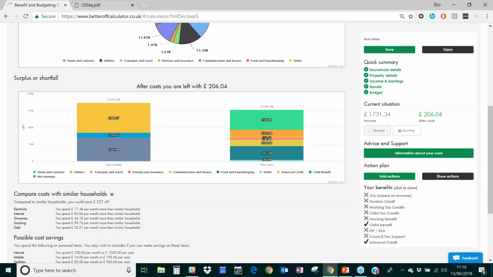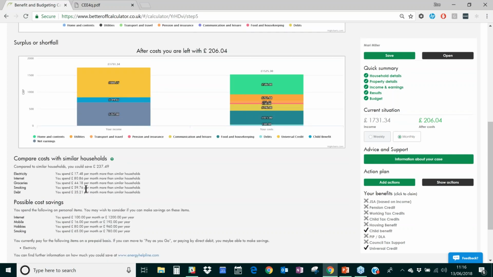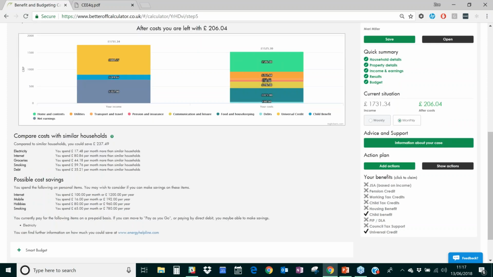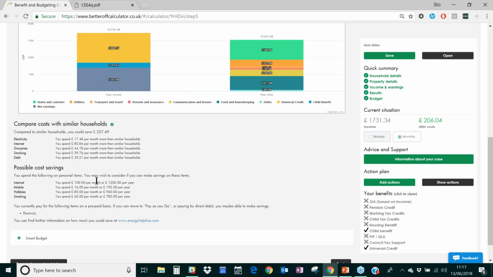We also let people know if their costs are higher than similar sized households. And where costs are based on personal items, they can consider if there's any savings to be made here. And also if any method of paying electricity, gas or water could be changed to save money. So all in all, you can really assist your tenants.